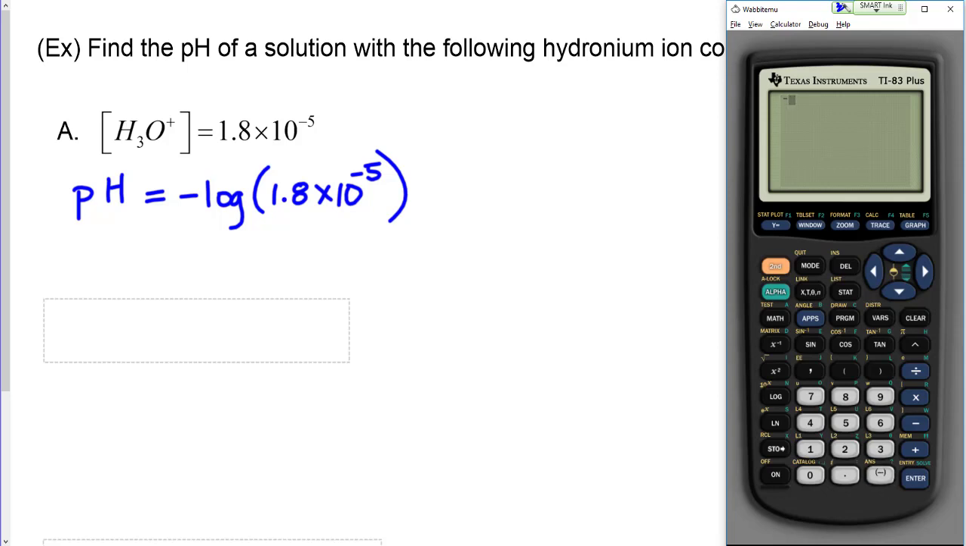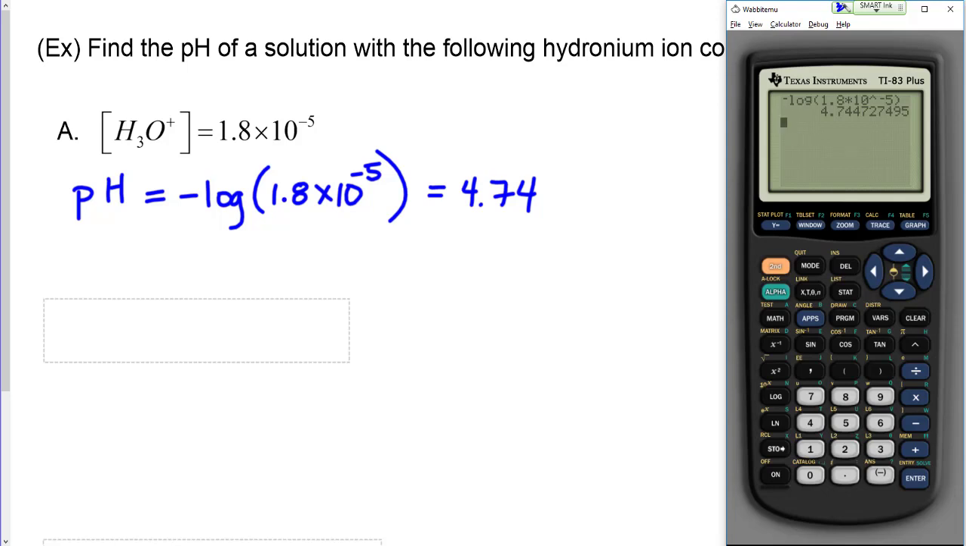So negative, and be careful to choose the negative as opposed to the minus. The calculator sees those as two different things, and if you use a minus when you mean a negative, it will give you an error message. So negative common logarithm, oops, already added parentheses, so 1.8 times 10 raised to the negative 5th power. So 4.74. That is the pH of this solution.